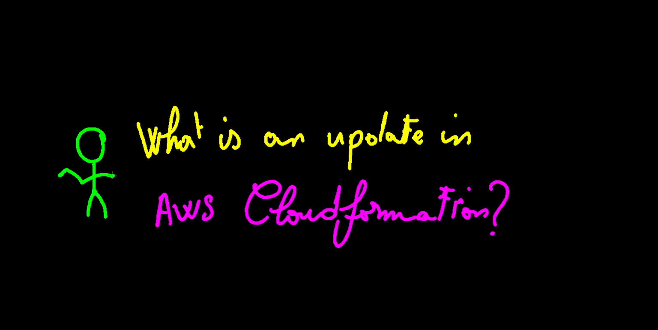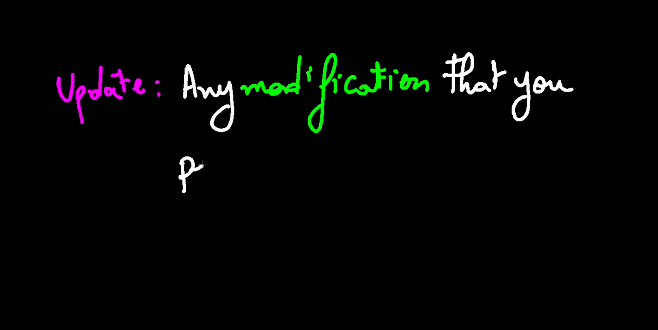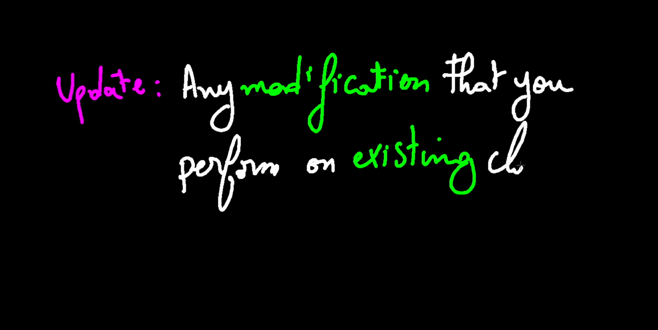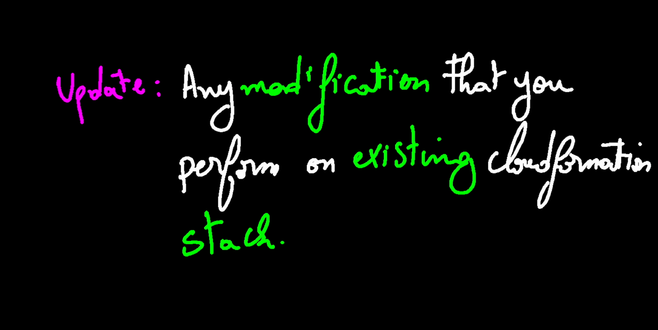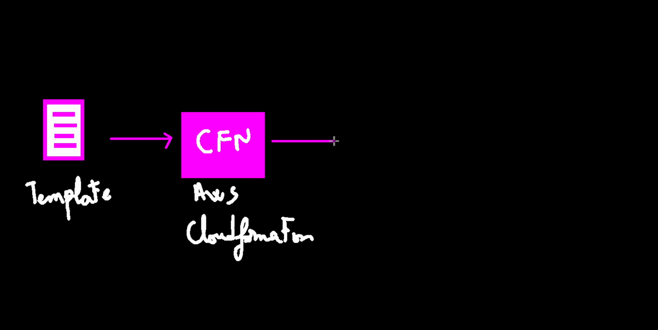An update on AWS CloudFormation is any modification that you perform on existing CloudFormation stacks. This means that at a certain point you will have a template, which can be, by the way, in YAML or in JSON for CloudFormation. You will then use AWS CloudFormation service to create a stack that will contain several resources.